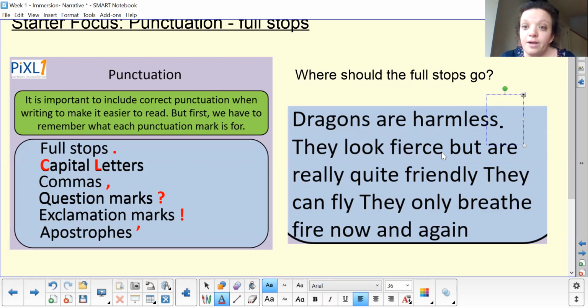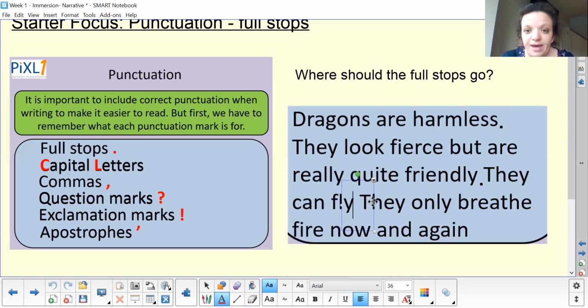They look fierce. Oh, I could put a full stop here. Oh no, I don't start a sentence with a conjunction. So if I've got a conjunction, I have to carry it on because conjunctions link sentences. They're not the beginning or the end of one. They look fierce, but are really quite friendly. Let me put my full stop there. Okay, and then we've got a capital letter. They can fly. Yeah, that can go there.